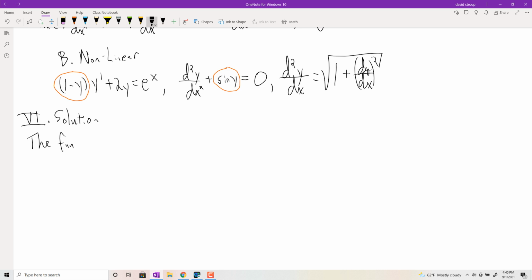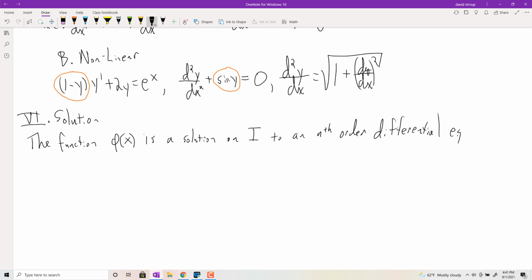The function, you can use phi of x for the solution. You can use y of x. It just depends on what variables you're working with. Phi of x, though, is generic. Phi of x is a solution on the interval I, which we're going to call the interval of definition, to an nth order differential equation, if the following three criteria hold.